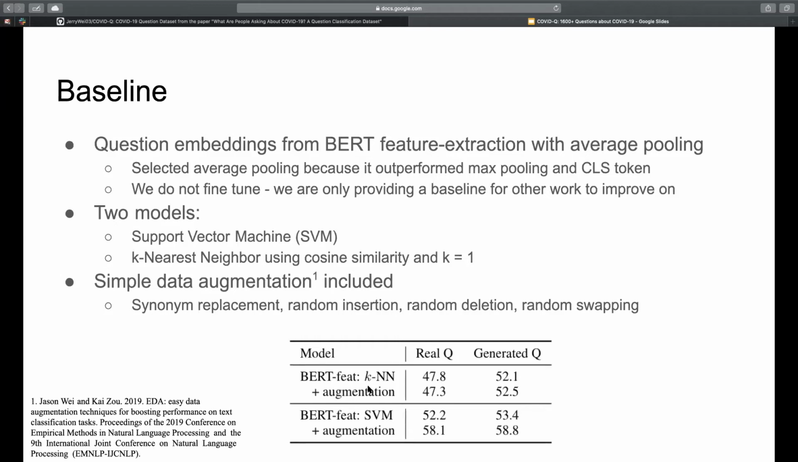We also do some simple data augmentation from this paper here, which includes synonym replacement, where a random word is replaced with a synonym, random insertion, where a synonym of a random word is randomly inserted, random deletion, where a random word is deleted, and random swapping, where two random words' positions are swapped. You'll see that the k-nearest neighbor model achieves about 50% accuracy on both real questions and author-generated questions, and that the SVM performs similarly. However, augmentation did not work very well for the k-nearest neighbor model, but it did improve performance on the SVM by a significant amount. So that's 6% for real questions and about 5% for generated questions.